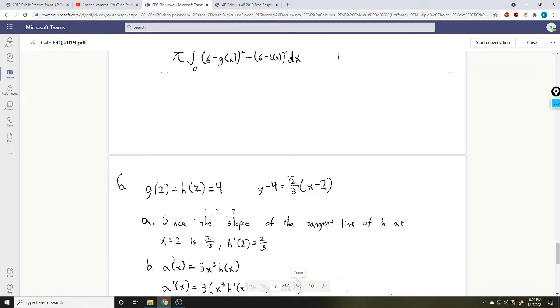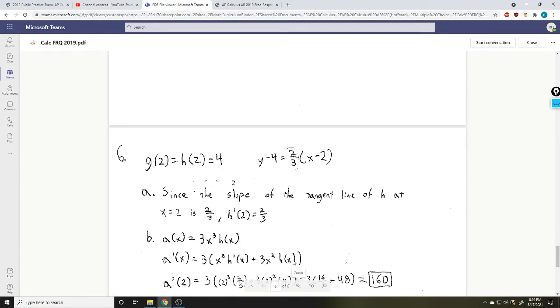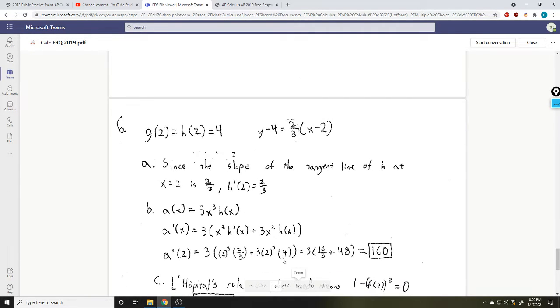So the slope of the tangent line is 2/3, then h prime of 2 is 2/3. I went ahead and took my 3 and brought it out front. Plug in 2. We already decided that h prime of 2 was 2/3. So that's how the 2/3 ended up there. h of 2 is 4. I know that from the y-coordinate of the tangent line. So 160. All right, part C.